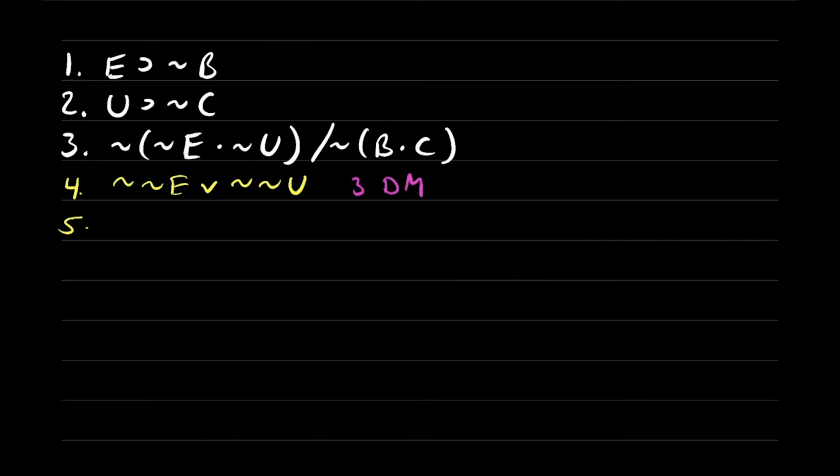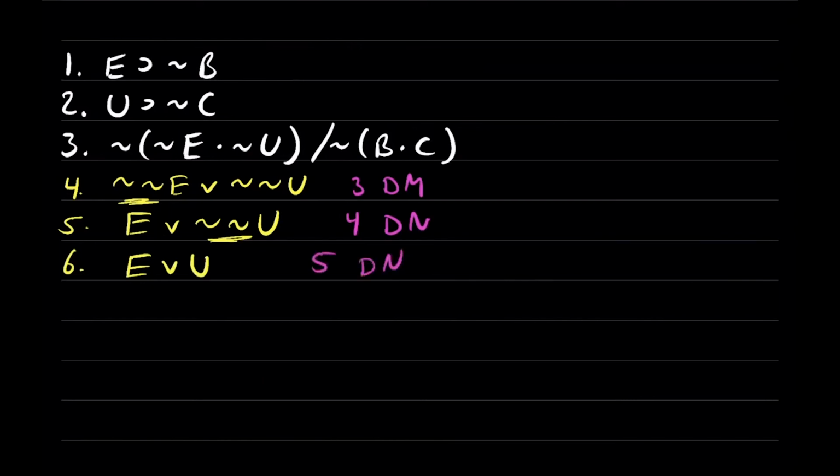So on line 5, we can get E or not not U, eliminating this first batch of double negations right there on line 4. Remember, you can only do one at a time. Don't skip steps. So this would be line 4 by double negation. And we're going to do another double negation step to get rid of these double negations on line 5, E or U. And that's going to follow from line 5 by double negation.